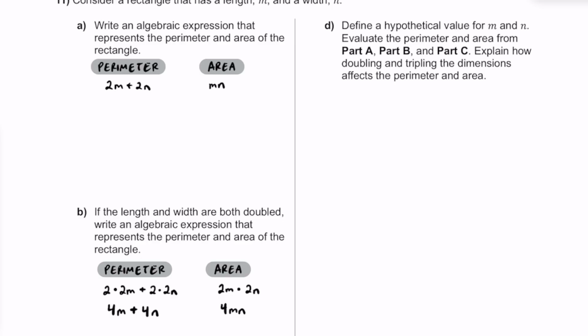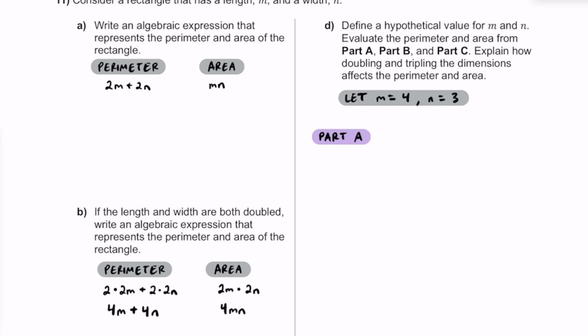All right, let's check out one final part to this question. It says, define a hypothetical value for m and n, evaluate the perimeter and the area from parts A, B, and C. Then afterwards, let's explain how doubling and tripling the dimensions affects the perimeter and the area. All right, so hypothetically, I'm just going to define that m is going to be 4 and n is going to be 3. So let's now evaluate given these particular values of the variables.